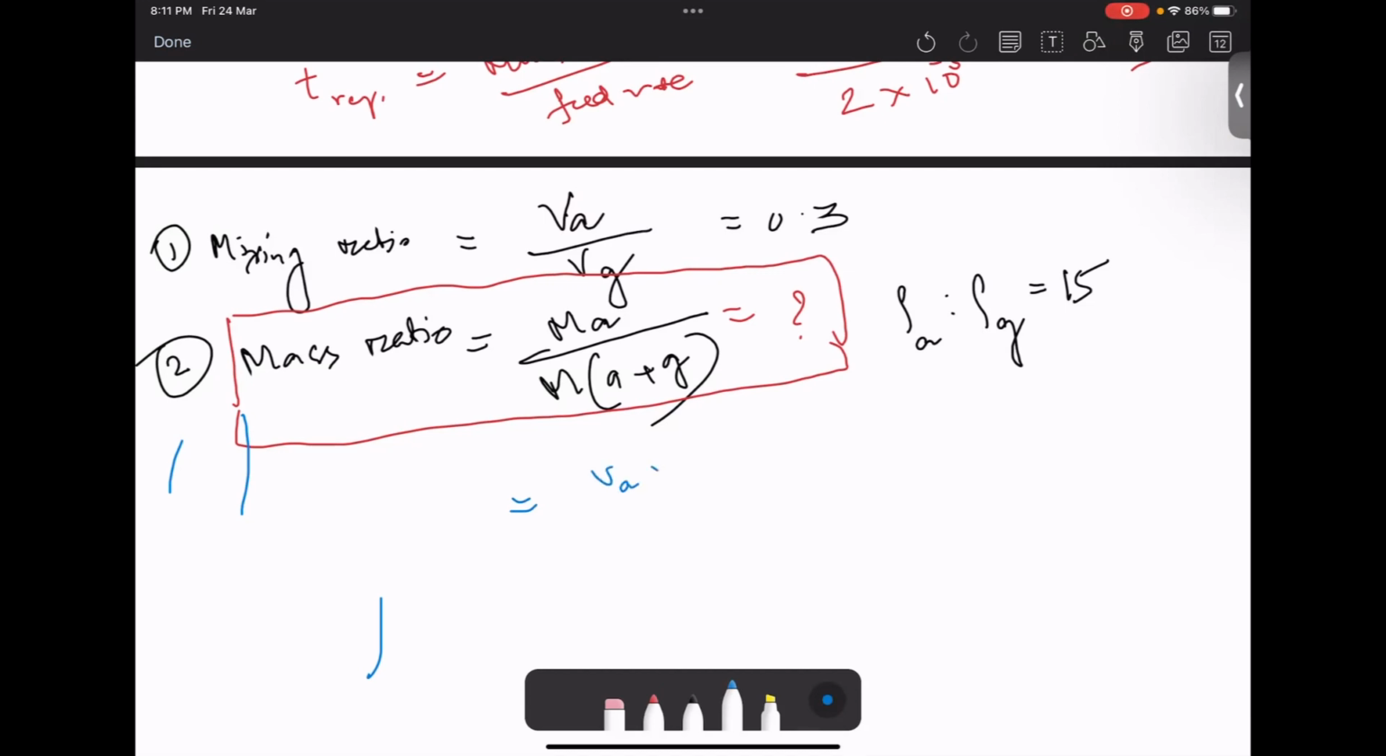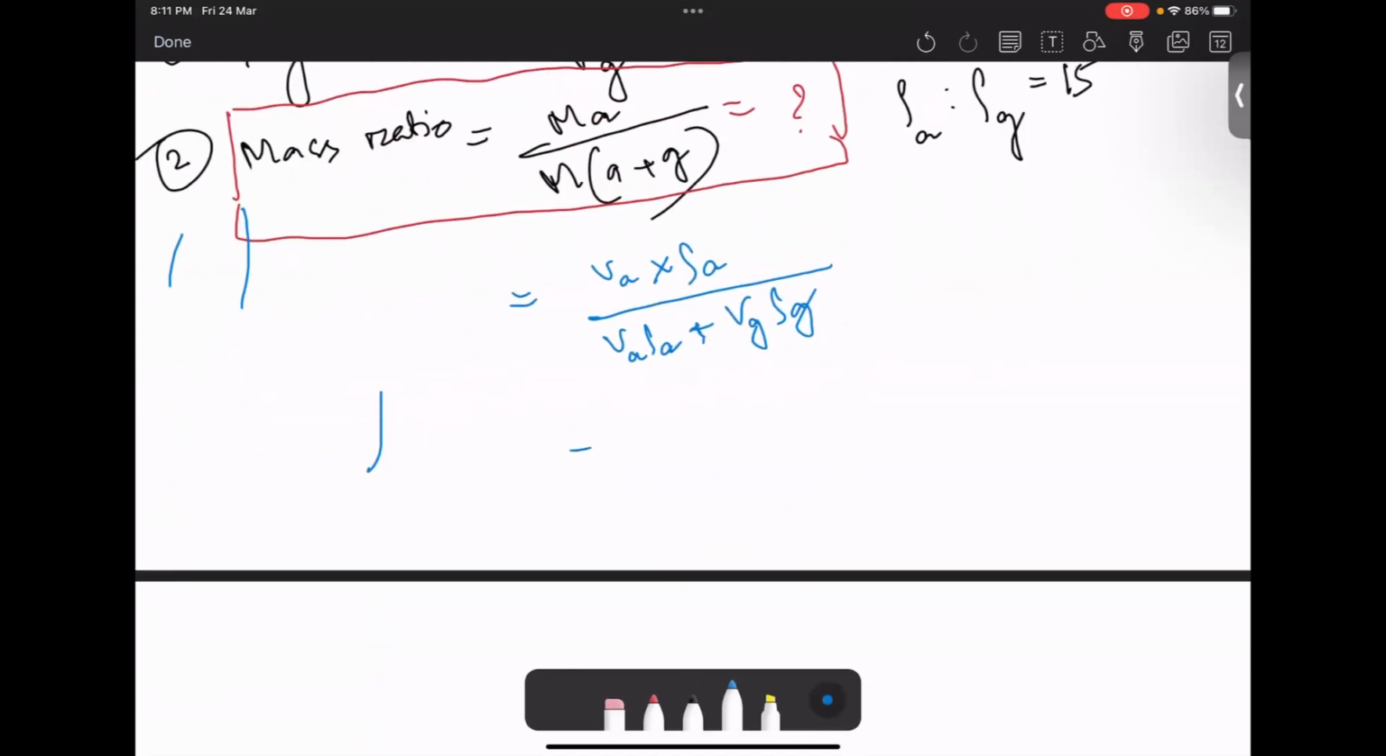You get volume of abrasives into density of abrasives, divided by the total mass, which is volume of abrasives into density of abrasives plus volume of gas into density of gas. Now, if you rewrite that, then you can write it as 1 divided by 1 plus volume of gas into density of gas divided by volume of abrasives into density of abrasives.